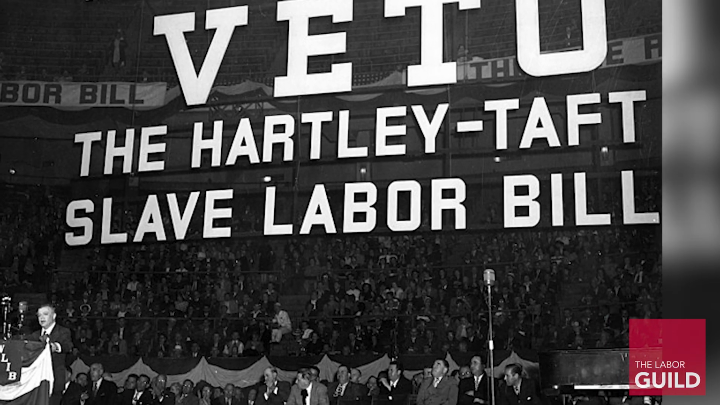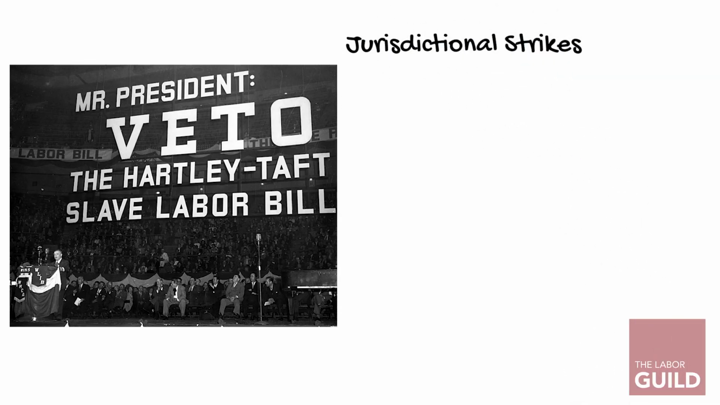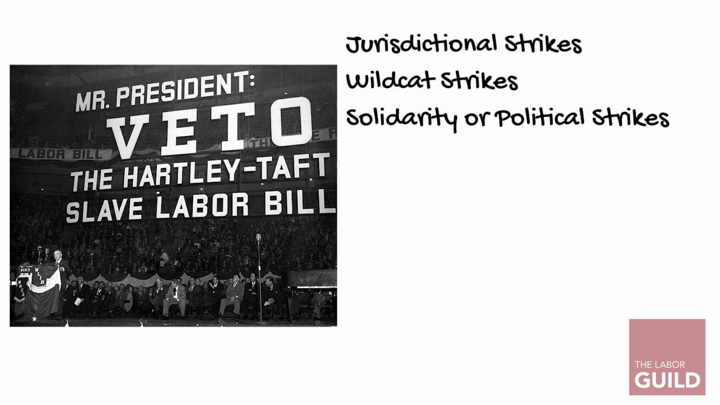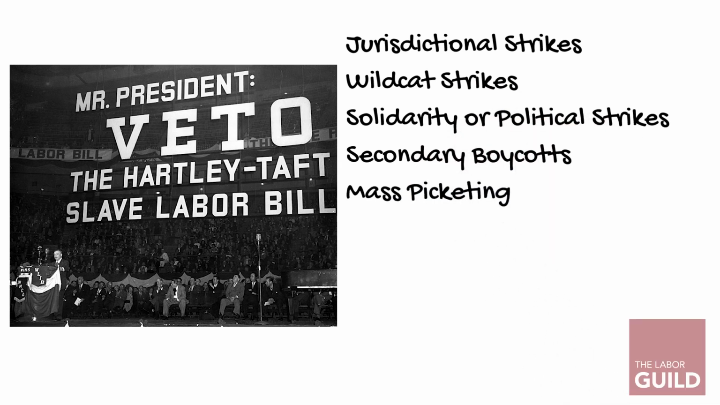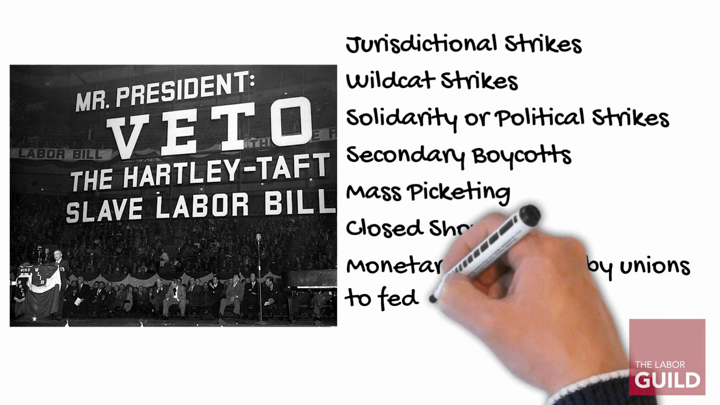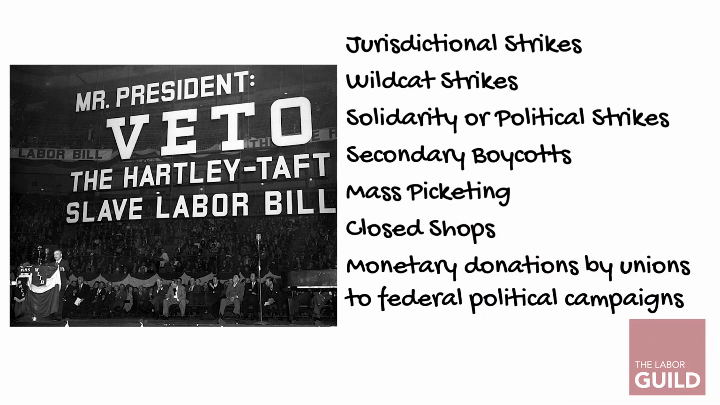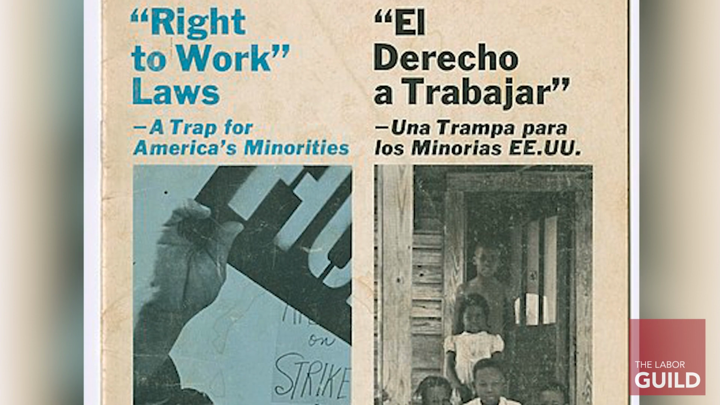Among the practices prohibited by the Taft-Hartley Act are jurisdictional strikes, wildcat strikes, solidarity or political strikes, secondary boycotts, secondary and mass picketing, closed shops, and monetary donations by unions to federal political campaigns. The amendments also allowed states to enact right-to-work laws banning union shops.